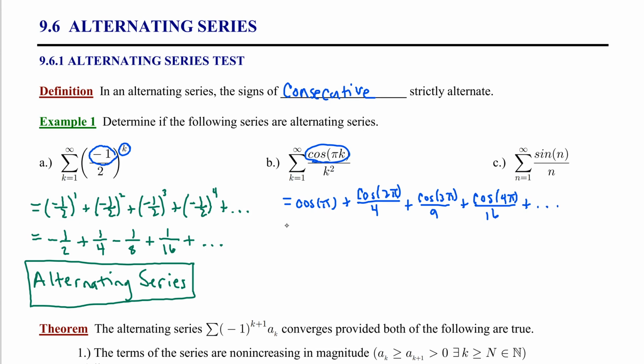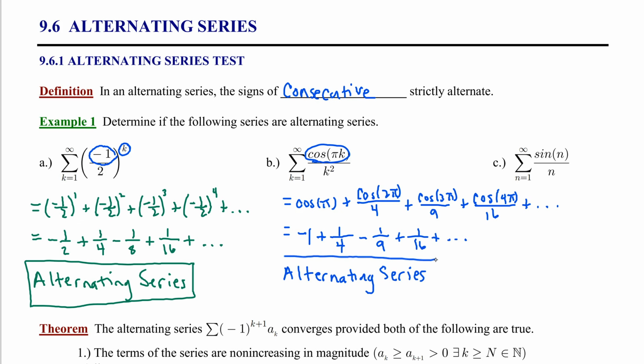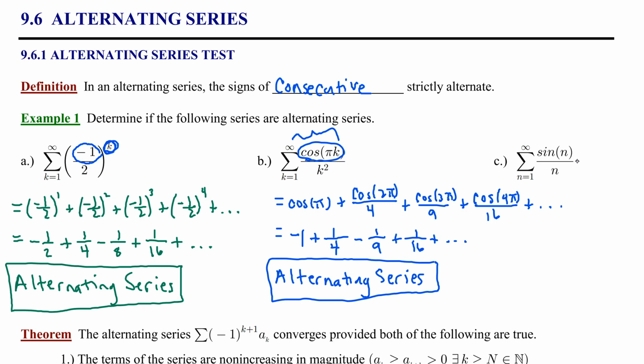Now remember, for odd multiples of pi, cosine of pi is negative 1. But for even multiples of pi, cosine of that even multiple is positive 1. So because the argument alternates between an odd multiple of pi and an even multiple of pi, this is in fact an alternating series. So one way to recognize the alternating series is to spot the presence of a negative number raised to a power. Another way to do it is to recognize cosine of a multiple of pi. Let's see if that pans out on our next series.